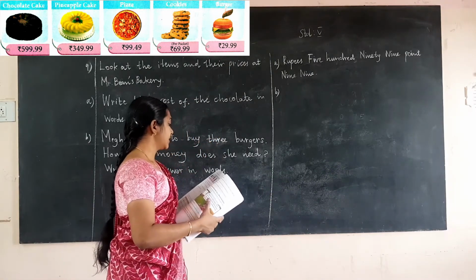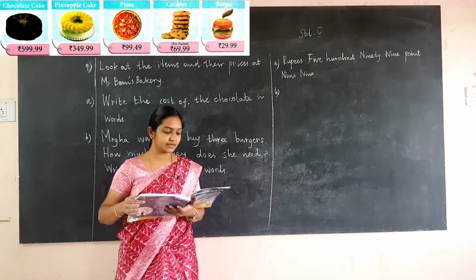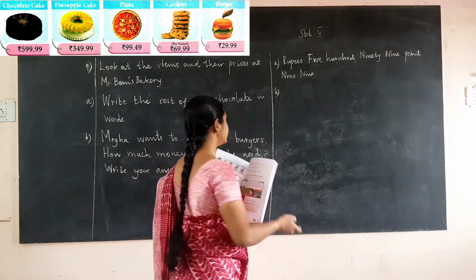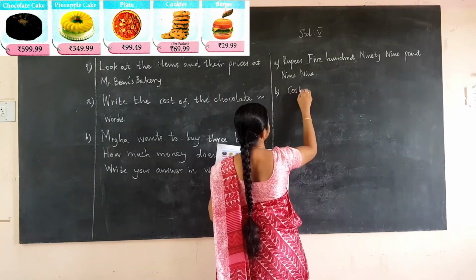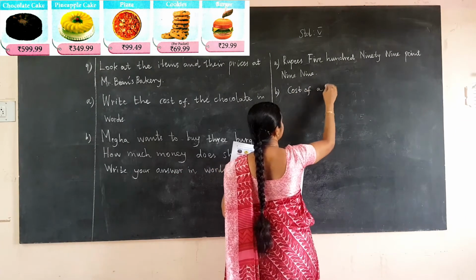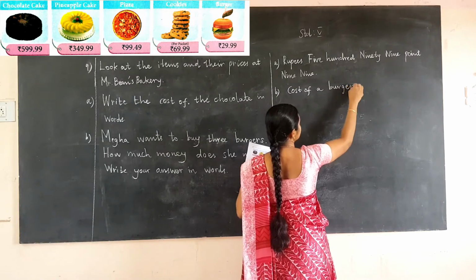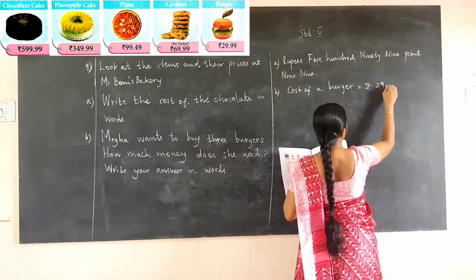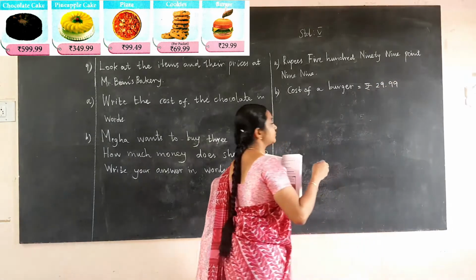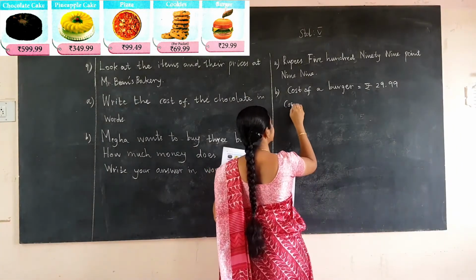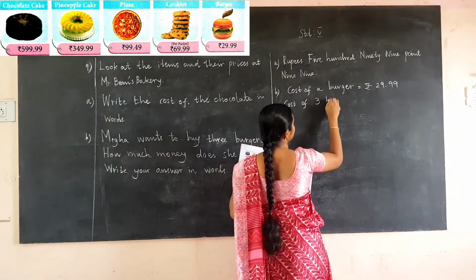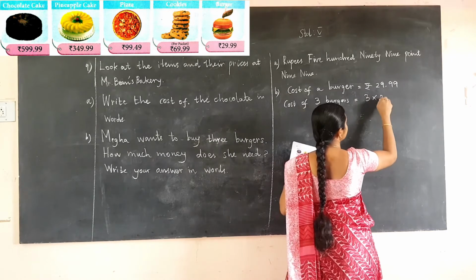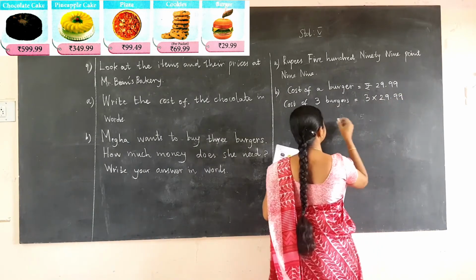Next question is, Megha wants to buy 3 burgers. How much money does she need? Write her answer in words. Cost of a burger is given as rupees 29.99. We have to find the cost of 3 burgers. Cost of 3 burgers is equal to 3 into 29.99.